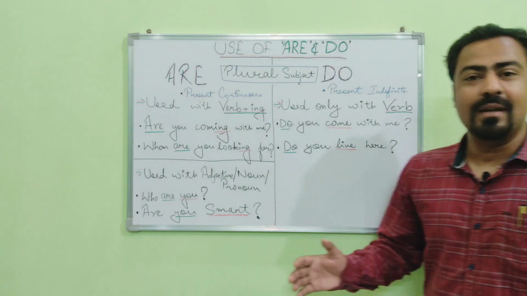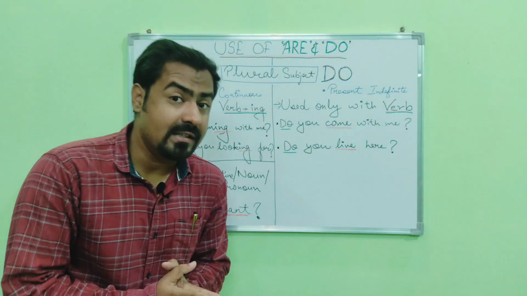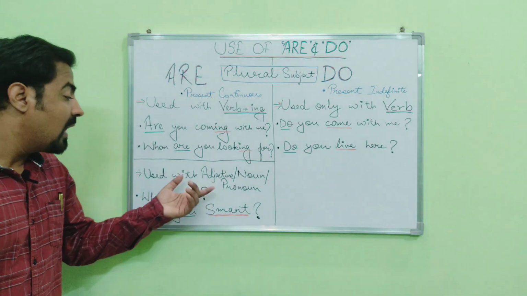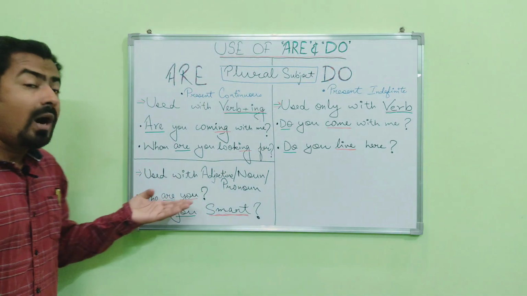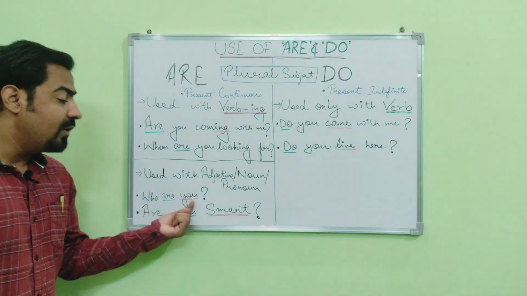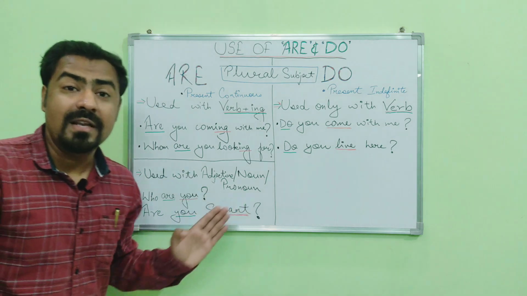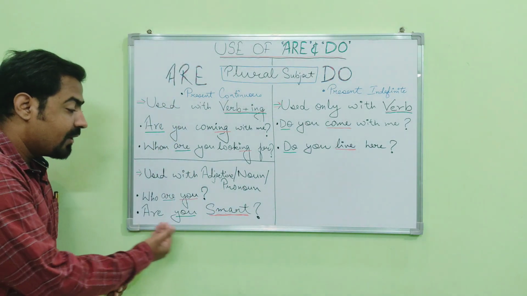Okay, now people, let me tell you, if we do not have any verb in the sentence, then we are going to use "are" in the sentence. For example, who are you, right? So we are using "are" with "you" because we do not have any verb in the sentence. Now do you see, are you smart?